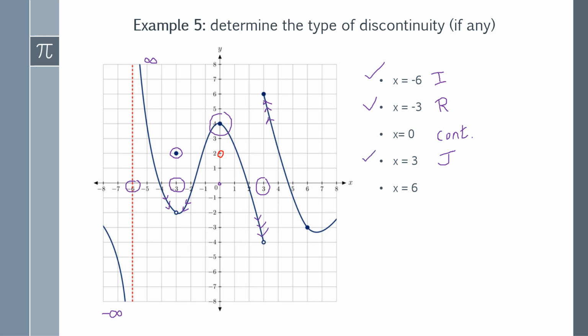Okay, and the last point, x is equal to 6. You can see by looking at the graph, there is absolutely no issue of continuity here. The function is defined at that point. The two one-sided limits do exist. They are the same. So the limit exists and the limit is equal to the value of the function. So this function is continuous at x is equal to 6. All right, so for this graph, we have 3 points where the function is discontinuous, and each of the types is also represented here on this graph.